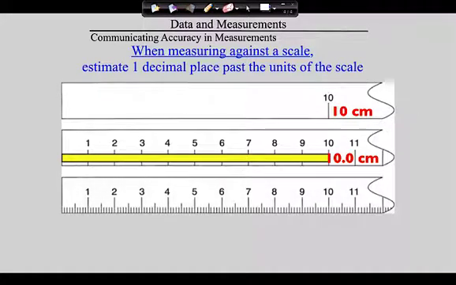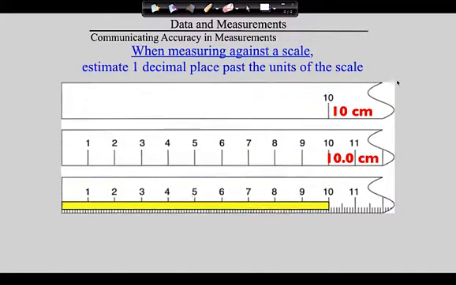So now let's go down to this. This is tenths of a centimeter. So there's 10 lines between each centimeter. So if we go tenths of a centimeter, what will we estimate to? 100. Oh, you guys are getting it. Hundredths. So now, guys, let's bring down our chunk of plastic.